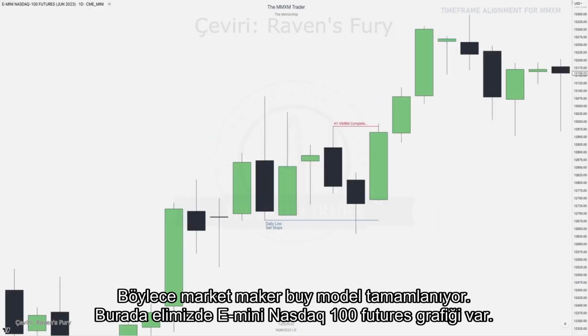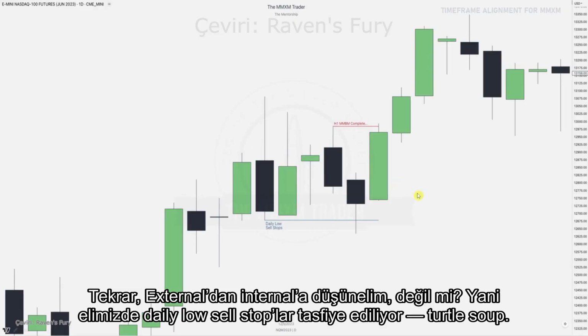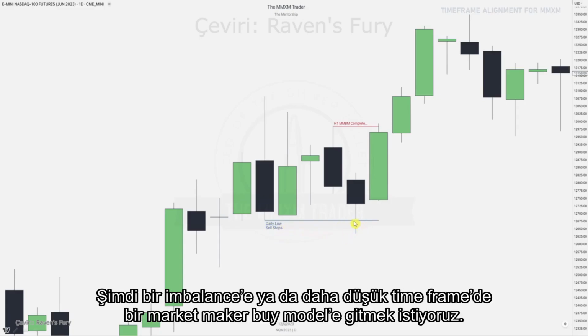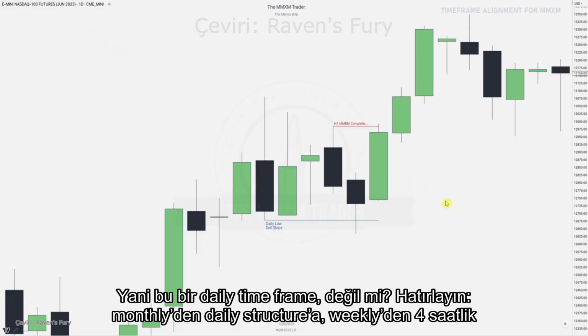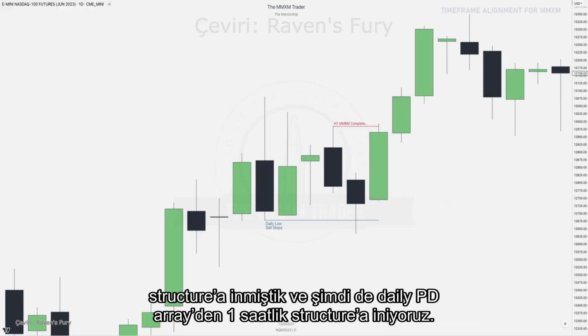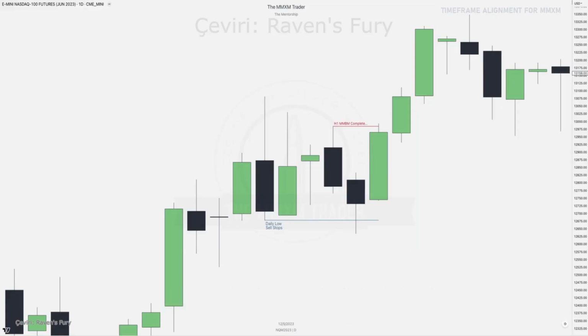So we got the E-mini Nasdaq 100 futures chart over here. Again, we think about external to internal, right? So we have daily low sell stops being raided, turtle soup, right? Now we want to go into an imbalance or a lower time frame market maker buy model. So this is a daily time frame, right? Think about we went from monthly to daily structure, weekly to 4-hour structure, and now we're going from a daily PD array into a 1-hour structure.